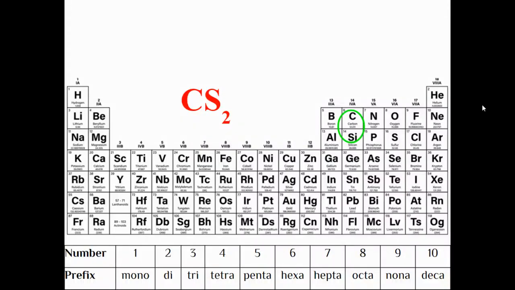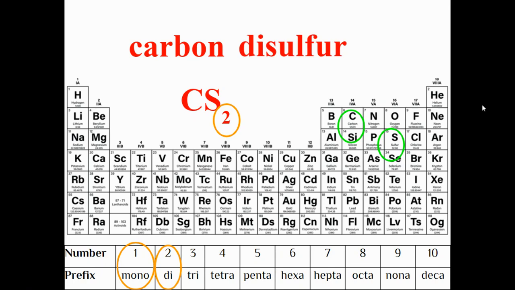So CS2, C is for carbon. Again, we don't use mono, so it's just going to stay carbon. S is for sulfur, and then there's a little 2 as a subscript. 2 is for di. So this is going to be disulfur. Once again, we need to change that ending. So instead of sulfur, it's sulfide. So we're going to call it carbon disulfide.